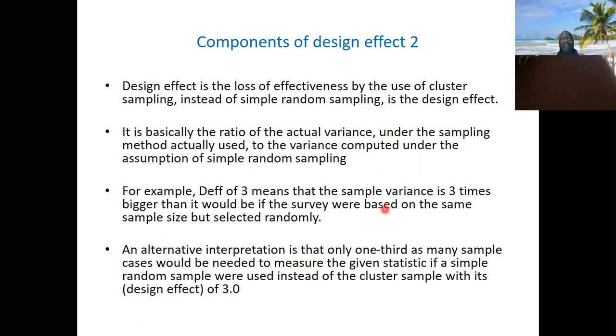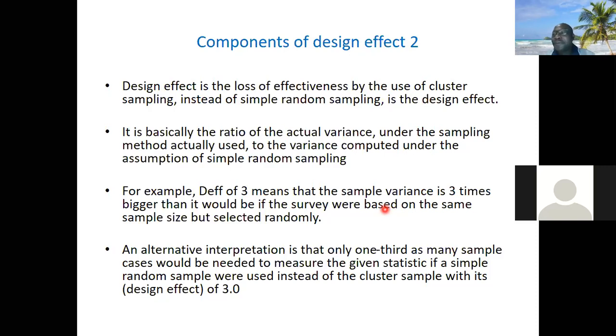For example, if the design effect is 3, it means that the sample variance is 3 times bigger than it would be if the survey was based on samples selected randomly. So an alternative interpretation is that only 1/3 as many sample cases will be needed to measure the given statistic if simple random sampling was used instead of cluster sampling with a design effect of 3. So what he's saying is that if the design effect is 3, it means that in cluster sampling, you need 3 times the sample size than it would have been if you used simple random sampling.